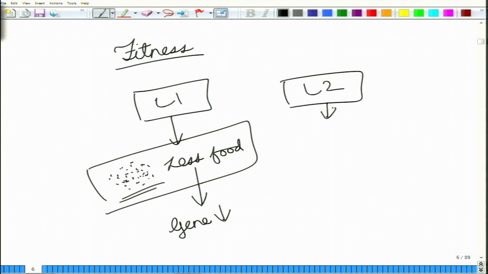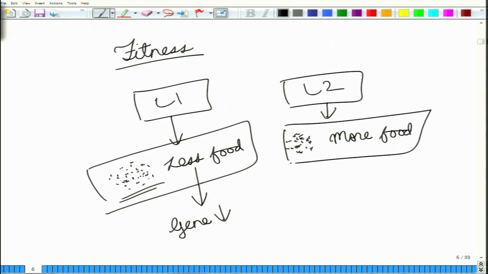Now, let us consider L2, which has some genes because of which it lays more eggs only when there is more food. In that case, these offspring are able to survive better, because of which this particular gene will increase in frequency. Through generations, more and more of the L1 kind of genes will be removed, and more and more L2 kinds of genes will increase in the gene pool. So there has to be some correspondence between the amount of food and the number of eggs that a particular organism or population is laying.